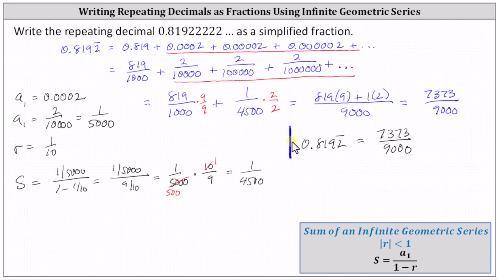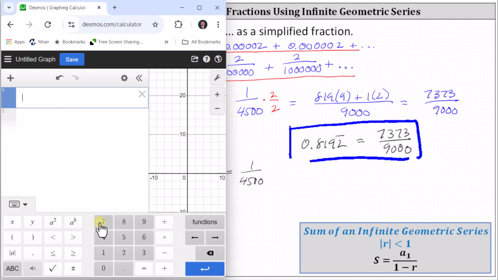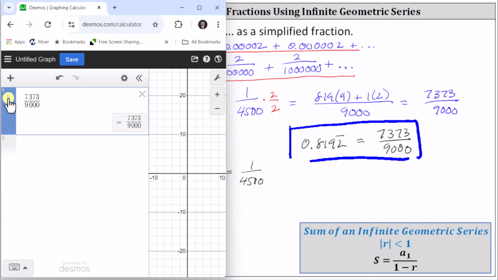Before we go, let's verify this on the calculator. The easiest way to verify this would be to enter the fraction and see if it does match the repeating decimal. Let's go ahead and enter 7,373 divided by 9,000. And notice it does match the given repeating decimal. To verify the fraction is simplified, we can click Convert to Fraction and notice we get the same fraction returned, which verifies the fraction is in simplified form.